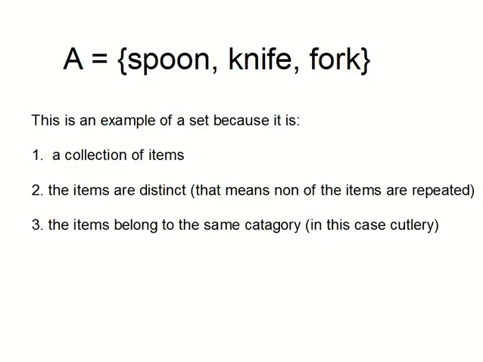Set A equals spoon, knife, fork. This is an example of a set because it is, 1. A collection of items. 2. The items are distinct. That means none of the items are repeated. 3. The items belong to the same category. In this case, cutlery.